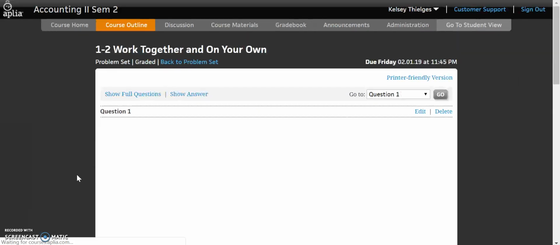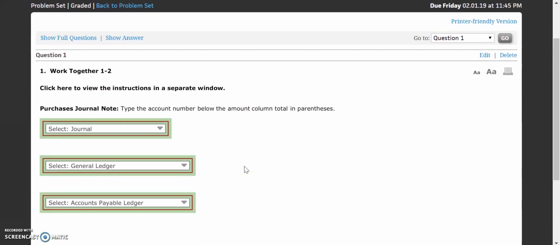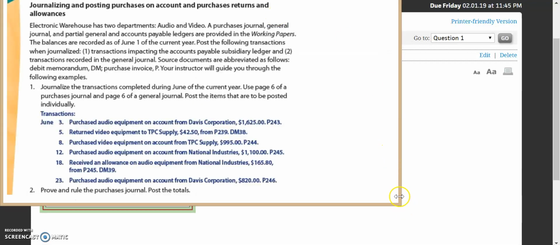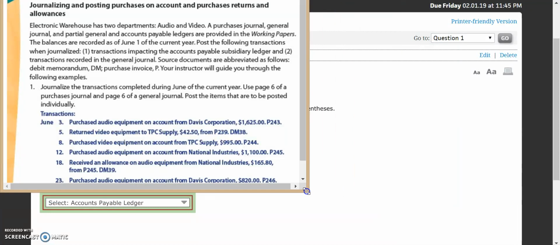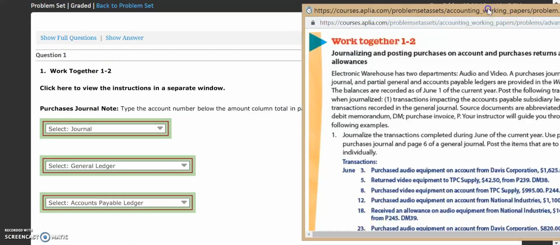Let's head in here. We're going to journalize and post some transactions from our purchases journal. This is where I said it's going to look a little different than anything we've used before. Remember, here are our instructions. We're going to want to have those hanging out the side over here, however that's going to work best.